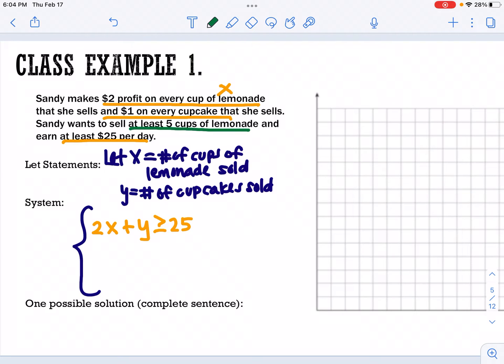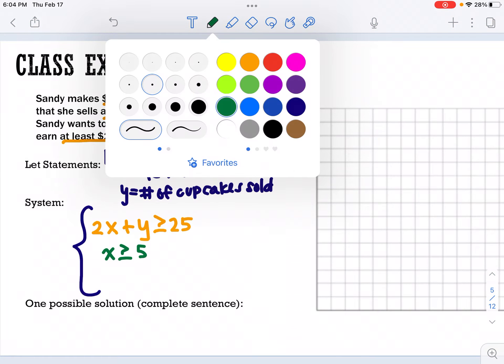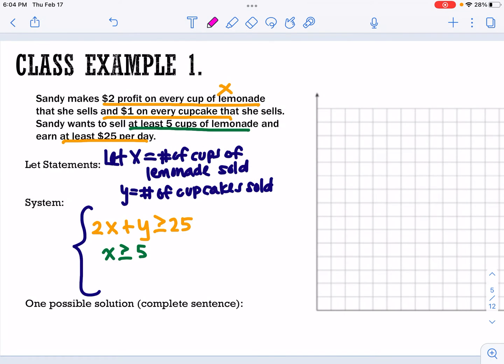Well, once again, if x represents the number of lemonades, how can I write that as an inequality? Good. X would have to be greater than or equal to 5. And then the final range restriction here isn't really listed, but we know intuitively that the number of cupcakes she sells has to be greater than or equal to 0. She, in theory, could sell no cupcakes, right? Maybe nobody wanted to buy cupcakes. But she also could sell more than that. We just know intuitively that she can't sell less than 0.